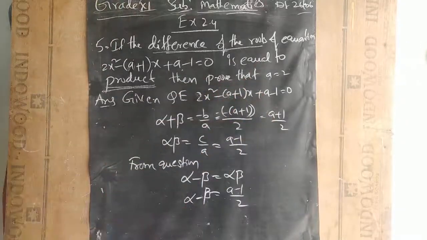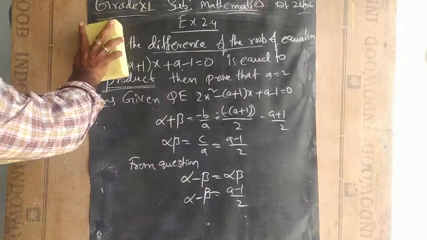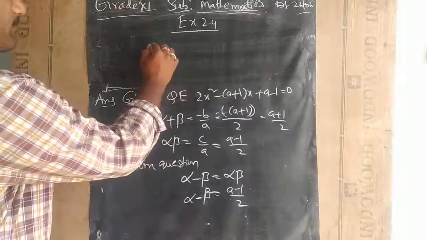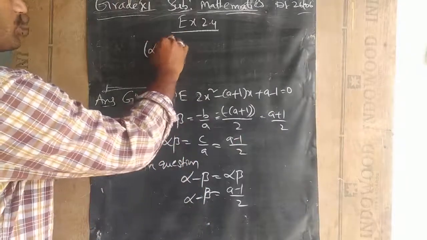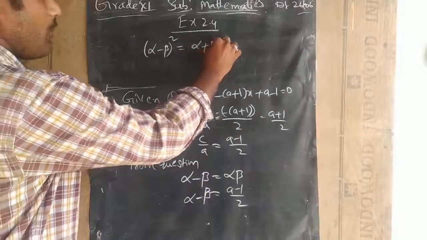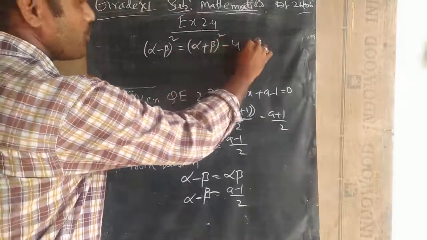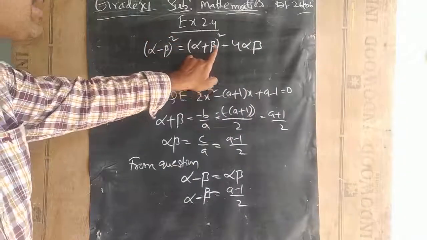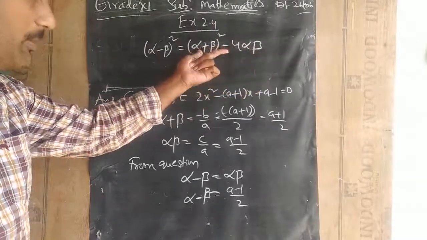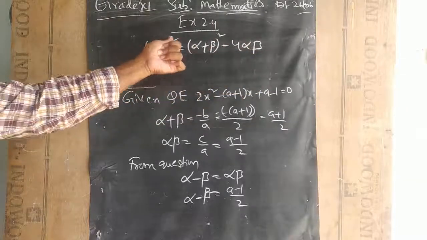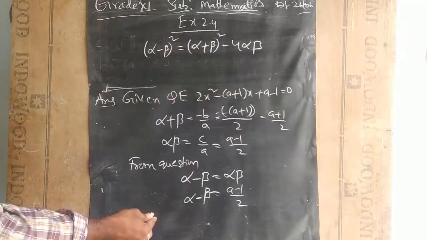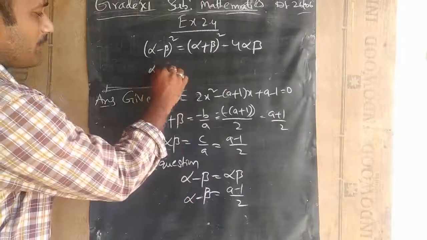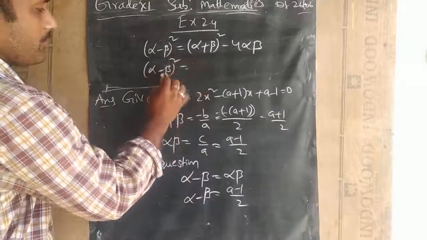So to do that, alpha minus beta whole square can be written as alpha plus beta whole square minus 4 alpha beta. It is a formula: (a − b)² can be written as (a + b)² − 4ab. From (a + b)², if you remove 4ab, it will come a² − 2ab + b². It's a standard formula. Now let us substitute here, alpha minus beta whole square.